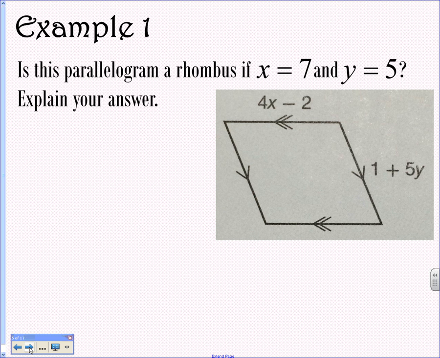Okay, who wants to explain why they think it is a rhombus? Go for it, Destiny. She said the two that were next to each other were 26, so that means that all four of them have to be 26, which makes it a rhombus. Any questions here? Okay.